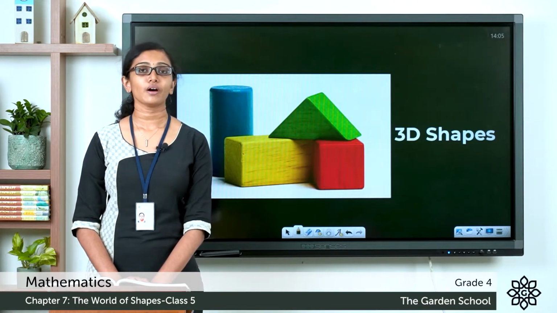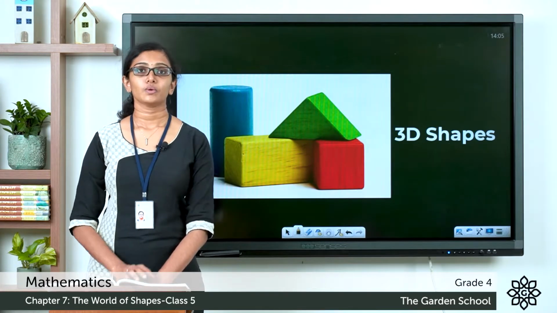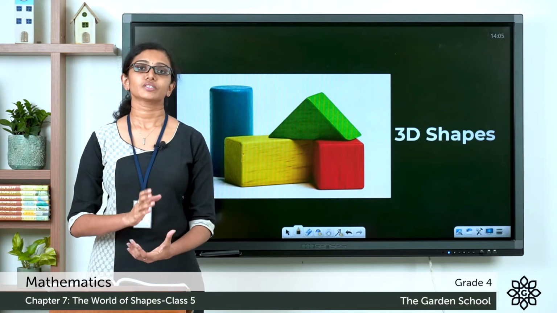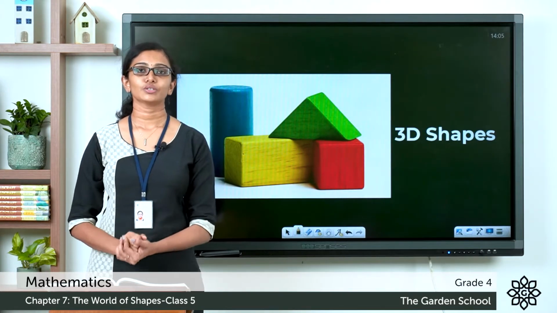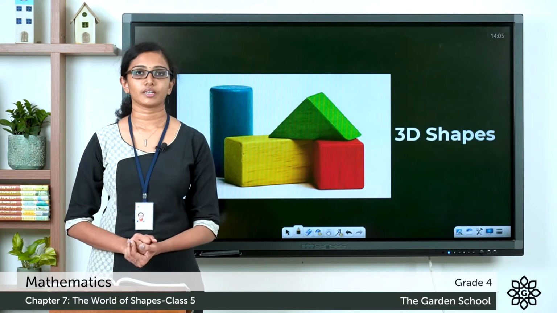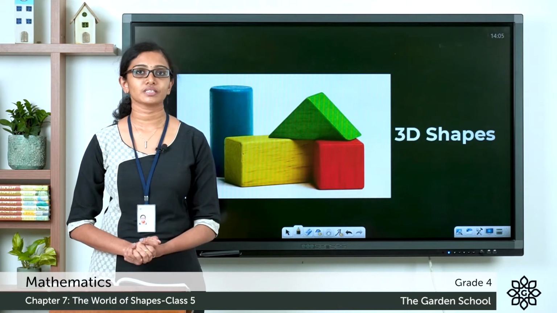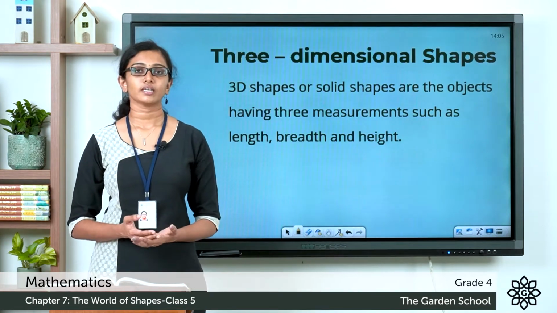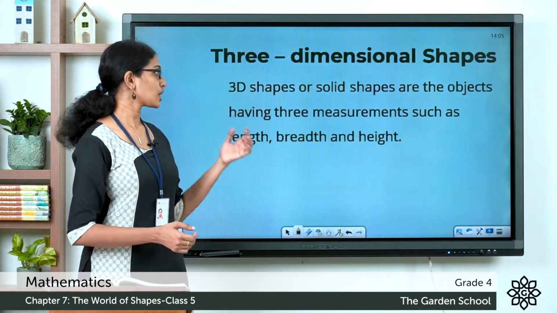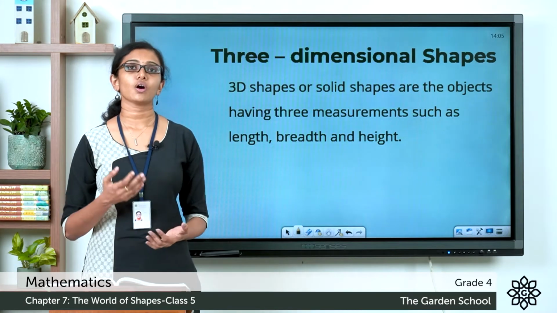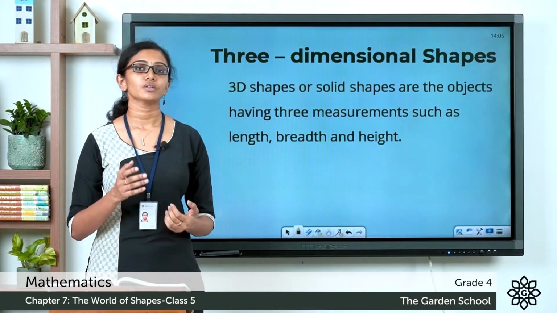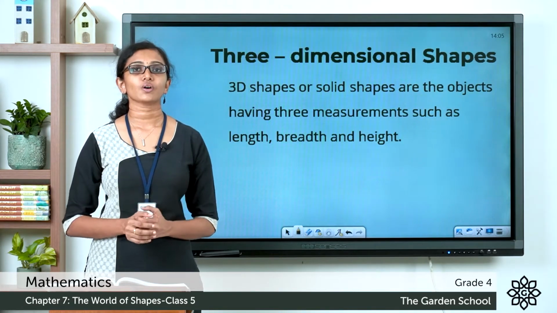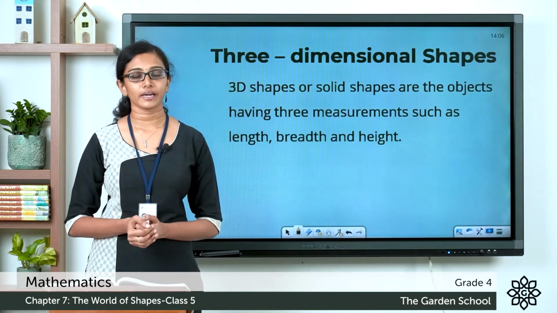So we have been learning about shapes. We know depending upon the number of dimensions used to describe a shape, shapes can be one-dimensional, two-dimensional or three-dimensional. What do you mean by three-dimensional shapes? We know when we describe shapes using three dimensions such as the length, breadth and height, they are called three-dimensional shapes or solid objects. And solid objects or 3D shapes occupy some space.